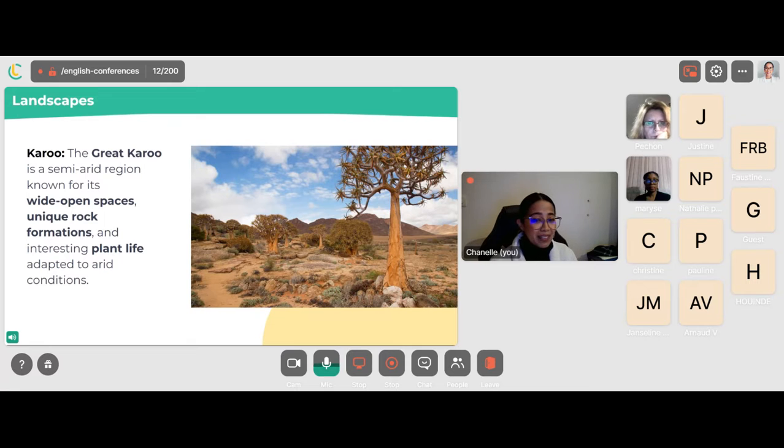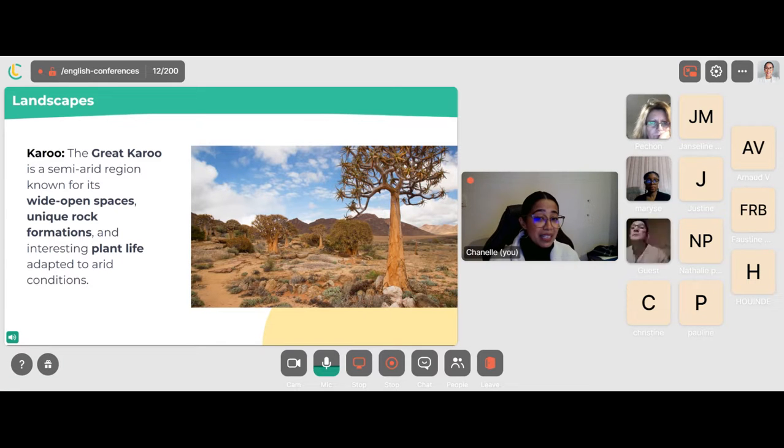We then have the Great Karoo. The Great Karoo is a semi-arid region known for its wide open spaces, unique rock formations, and interesting plant life adapted to arid conditions. On the right hand side, you can see self-sufficient trees that survive in extremely hot conditions with little to no water, and it's something that the Karoo is known for.